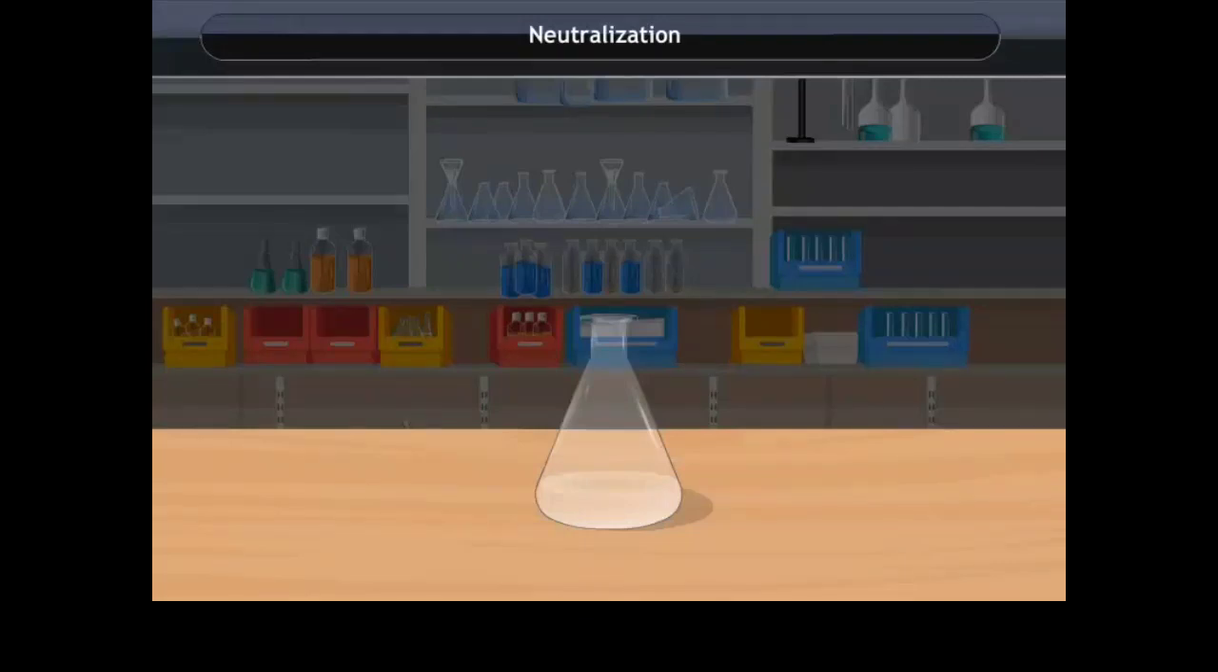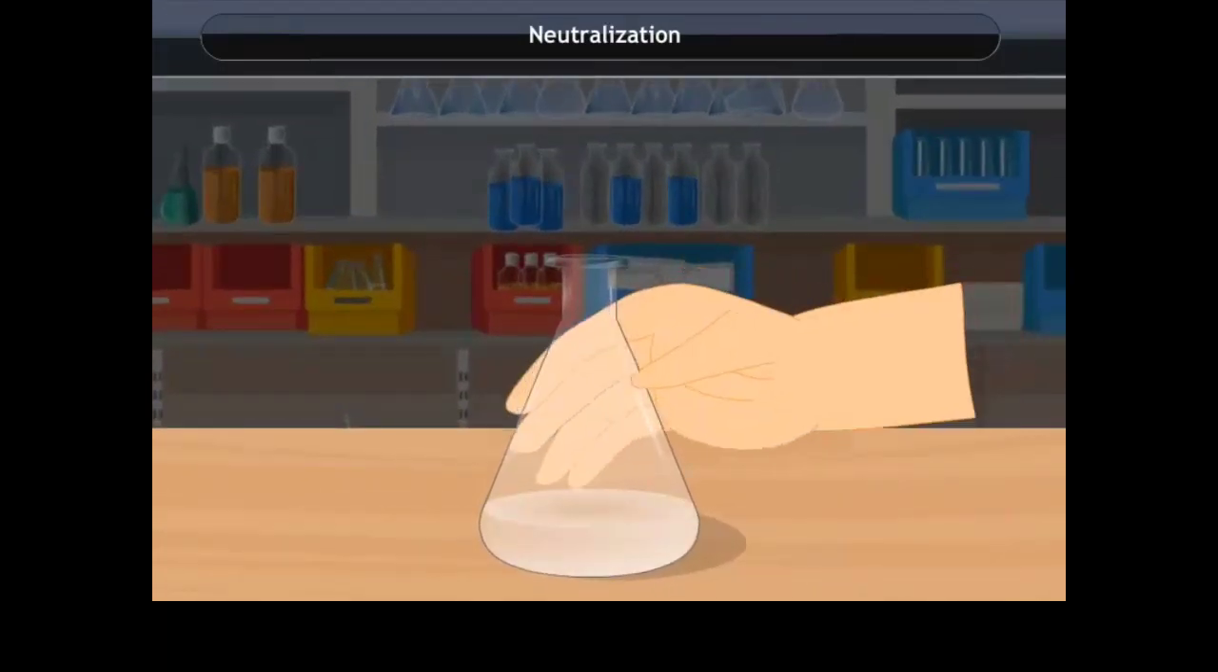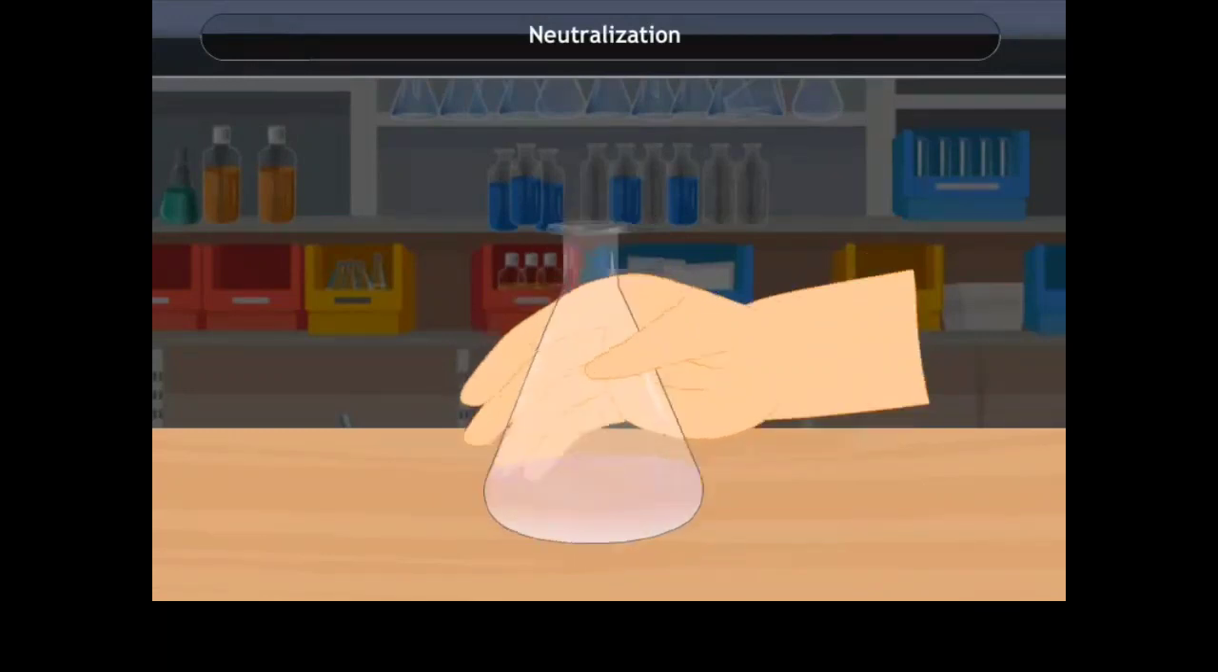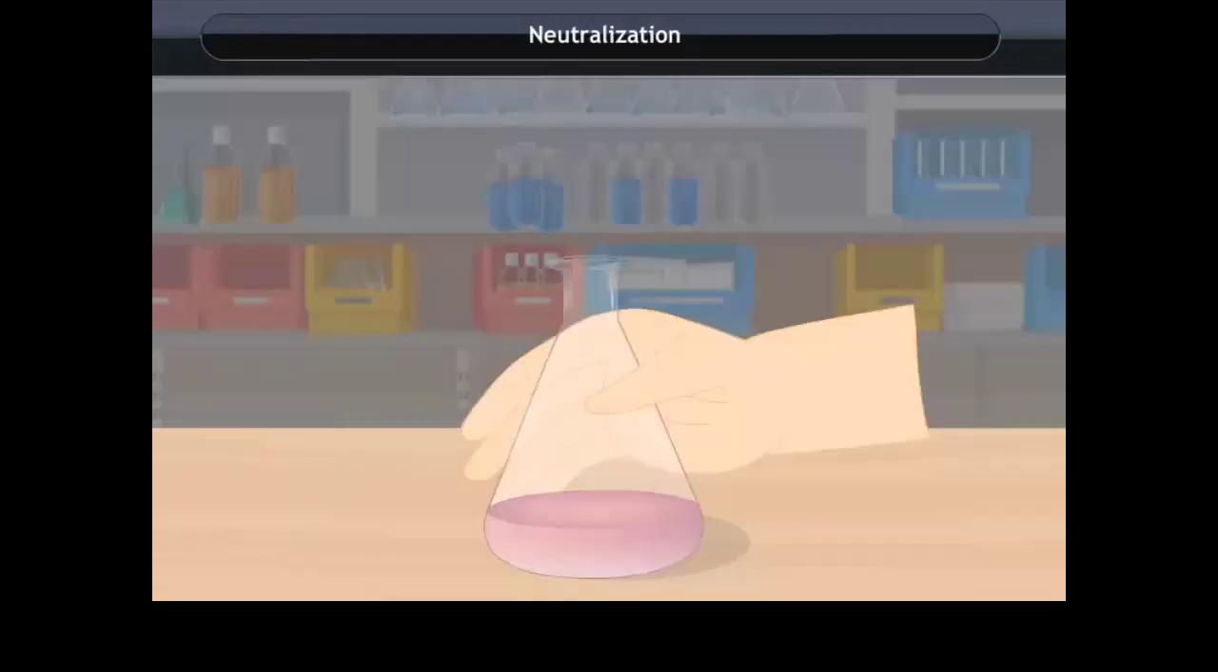Take a conical flask and fill it with 20 milliliters of sodium hydroxide. Now add 2 or 3 drops of phenolphthalein solution to it. What do you observe? You find that the sodium hydroxide solution turns pink. What will you conclude from this? This means sodium hydroxide is basic in nature.